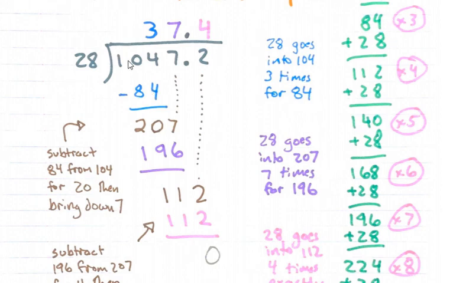Now we have 104 minus 84. 4 minus 4 is 0. 10 minus 8 is 2. Or you can cross out that and regroup. But 10 minus 8 is 2. So now we have 20. We bring down the 7.